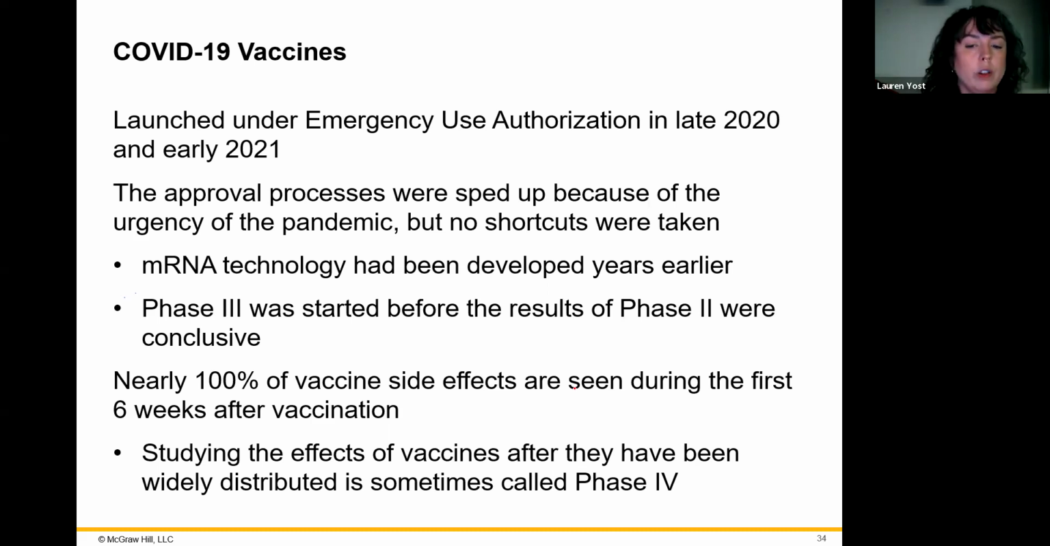Yeah, so nearly all of the vaccine side effects, it says nearly 100%. I don't know, so can we just say 99? Side effects are seen during the first 6 weeks of vaccination with the COVID vaccines. Studying the effects of the vaccine after they were distributed, we can call that phase 4, basically trying to investigate what the likely issues could be after the vaccine.